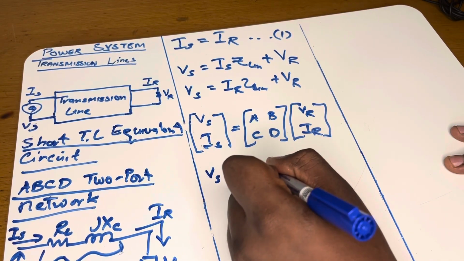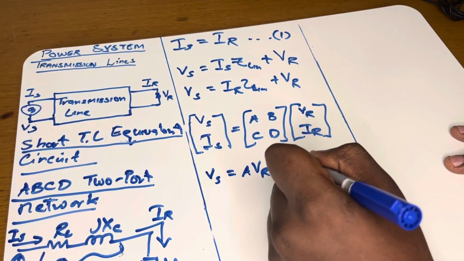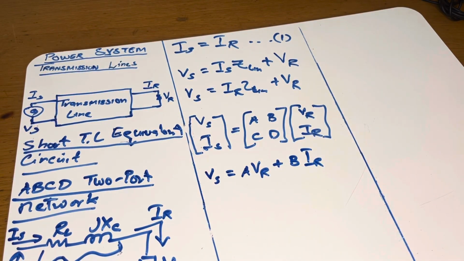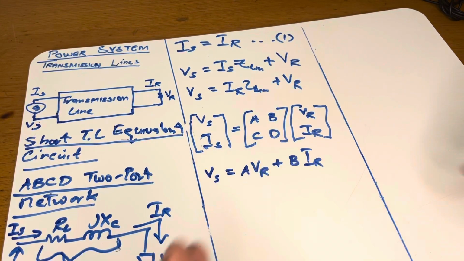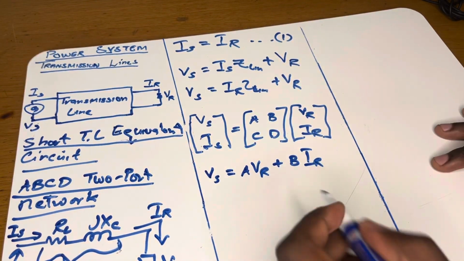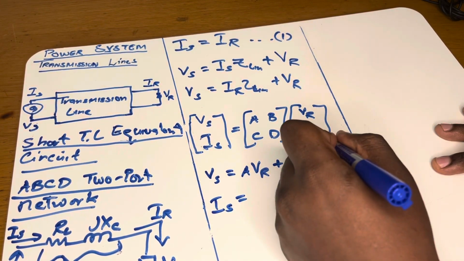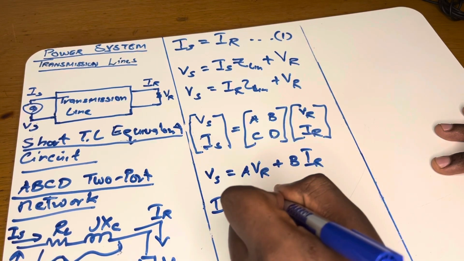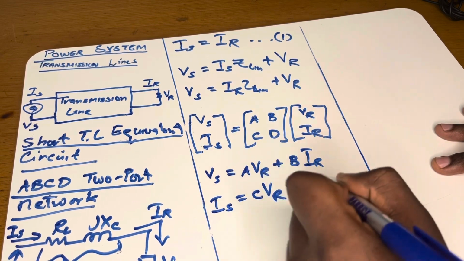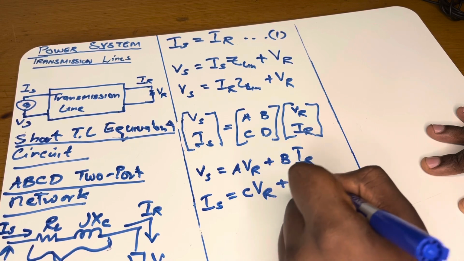It's going to be A VR, then IR times B is going to be plus constant B times IR. Okay, so this is the first equation for sending end voltage, and then the sending end current will be Is equals to VR times C. So it's going to be CVR plus IR times D. It's going to be DIR.